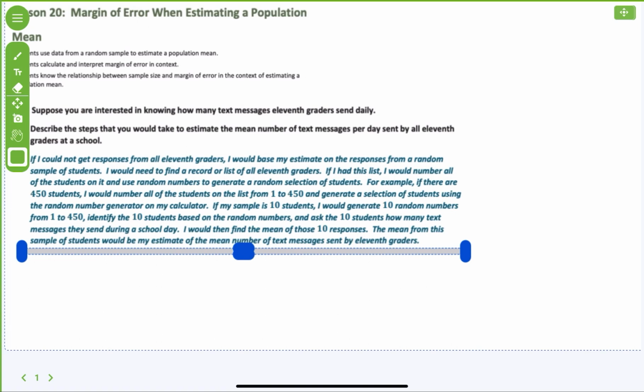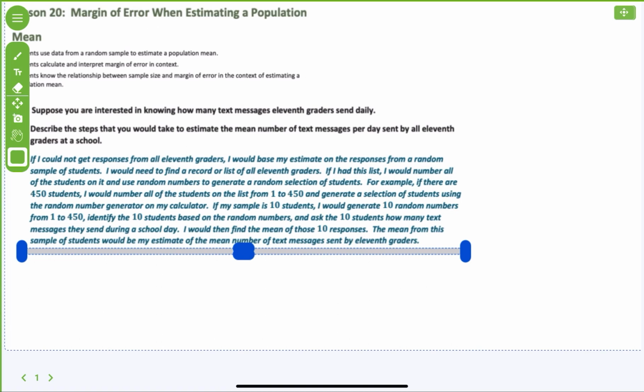So I would need to find a record or a list of all the 11th graders. If I had this list, I would number all the students on it and use random numbers to generate a random selection of students. For example, if there are 450 students, I would number all the students on the list from 1 to 450 and generate a selection of students using the random number generator on my calculator.